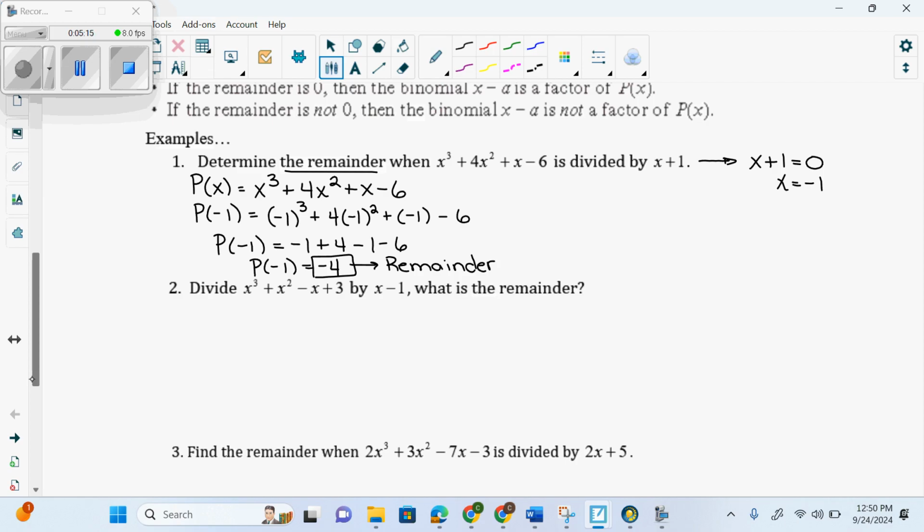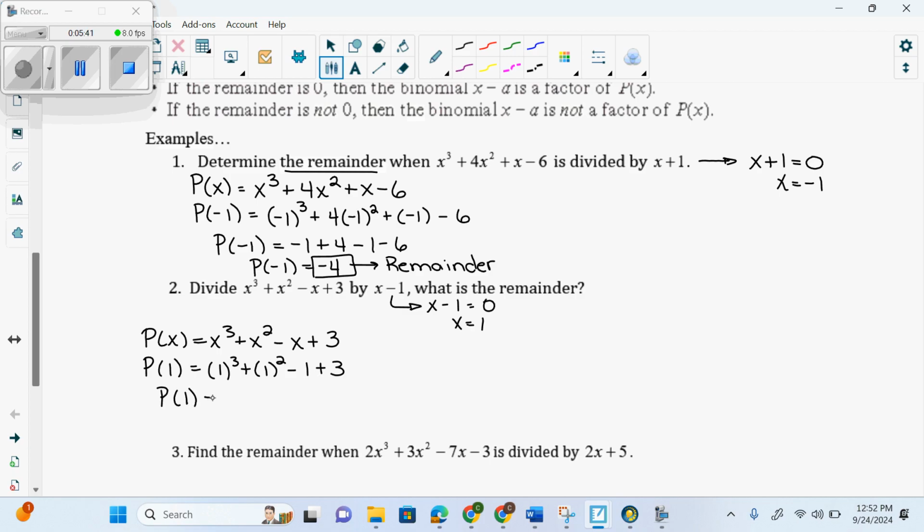Okay, you guys try too. So, this one we're going to go x minus 1 equals 0, x equals 1. And you have to say p of x equals, if you want to use that format, you have to say that it actually equals this function because it doesn't currently. And then we're going to do p of 1, which is 1 cubed plus 1 squared minus 1 plus 3. So p of 1 equals 4.